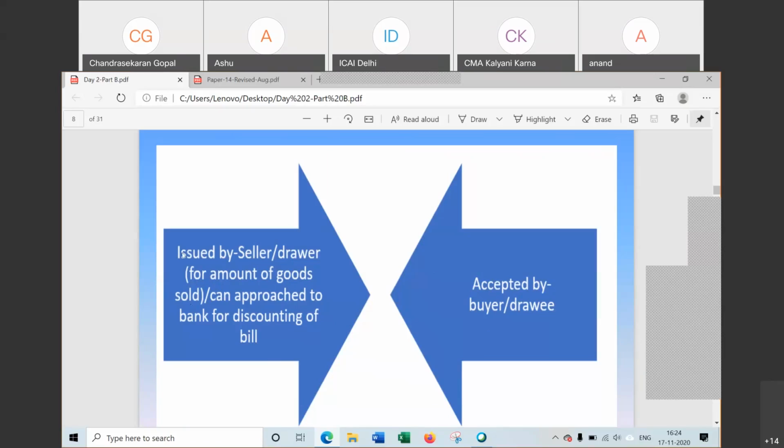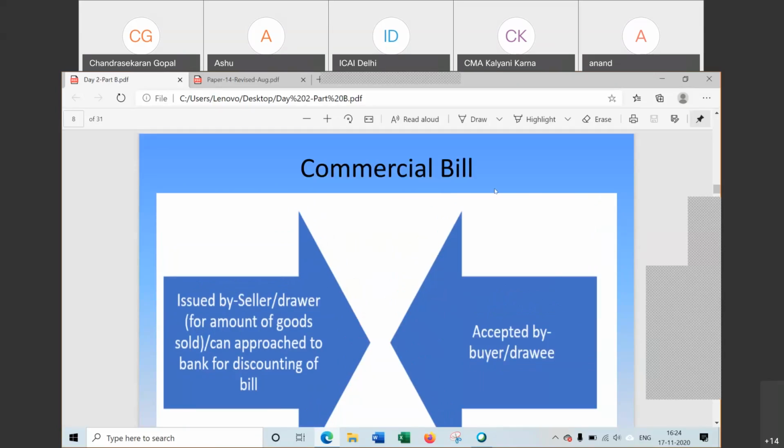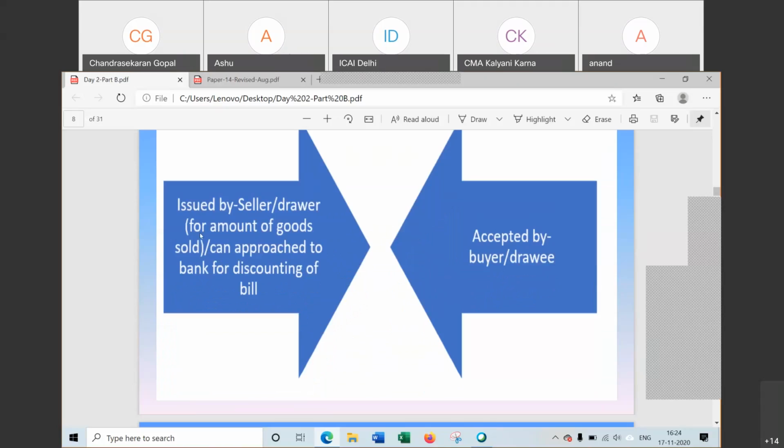Now this is the proof. Commercial bill is the proof that goods are sold to the buyer and the buyer will accept it. The buyer is also known as the drawee. Somewhat you have read in bill of exchange in accounts also; commercial bill is the same type. Now the seller can approach a bank for discounting of this bill. So this is issued by the seller. The issuer is the seller, also known as the drawer, and it is accepted by the buyer.